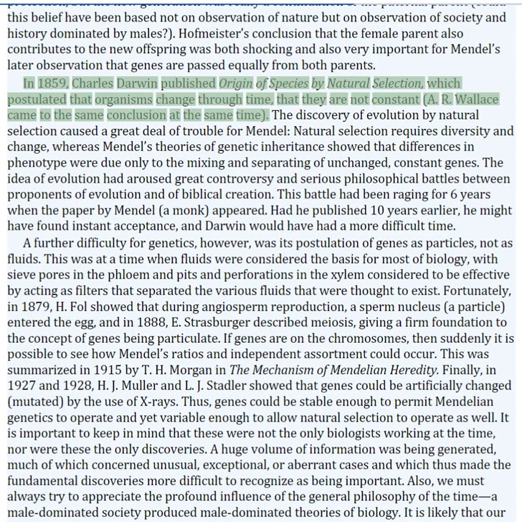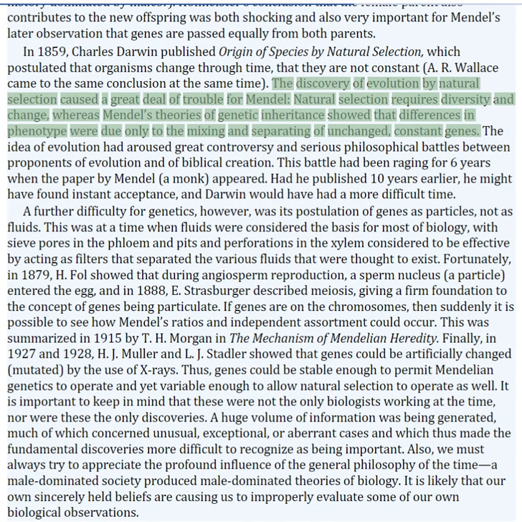In 1859, Charles Darwin published Origin of Species by Natural Selection, which postulated that organisms change through time, that they are not constant. The discovery of evolution by natural selection caused a great deal of trouble for Mendel. Natural selection requires diversity and change, whereas Mendel's theories of genetic inheritance showed that differences in phenotype were due only to the mixing and separating of unchanged, constant genes.